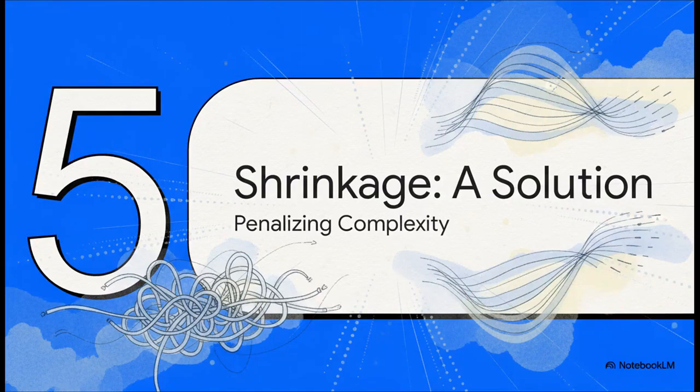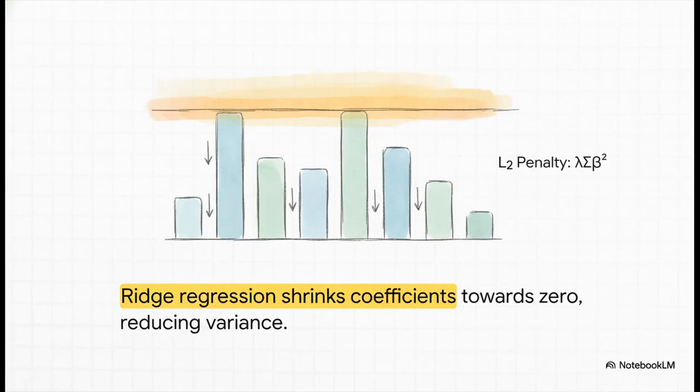Okay, so let's recap. We have two big culprits behind high variance. One is just having too much flexibility leading to overfitting, and the other is this nasty collinearity problem. Now, what's really cool is that there's an elegant family of methods that can tackle both of these problems at the same time. These are called shrinkage or regularization methods. First up is ridge regression.